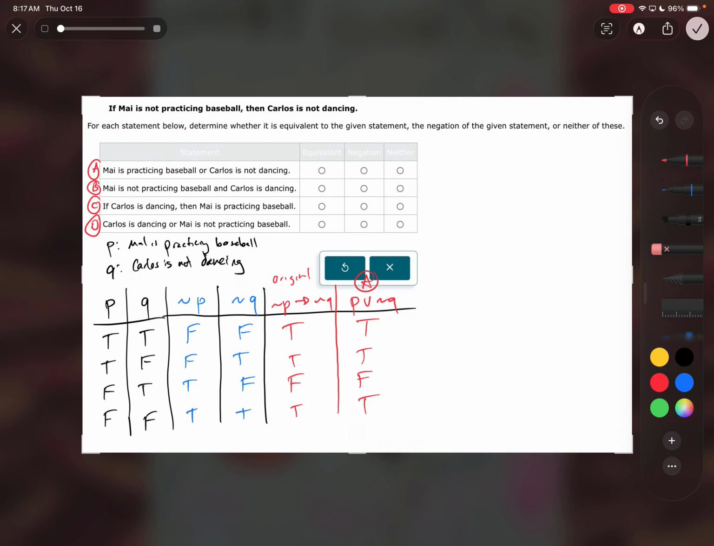Okay. So those are going to be equivalent because they are the same. So for equivalent, the same, and negation would be completely opposite.